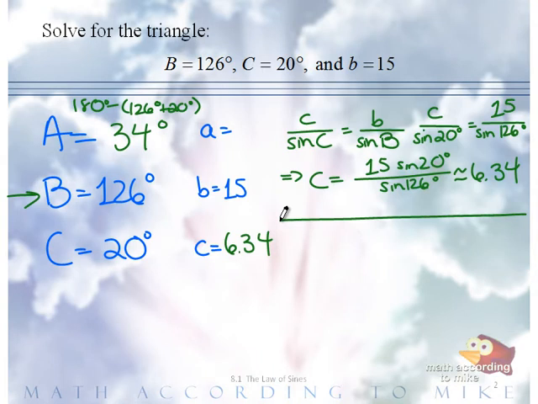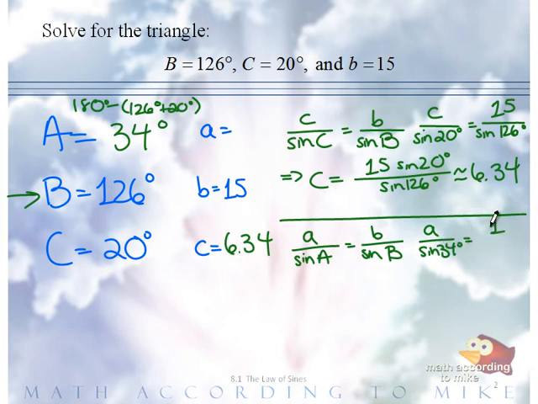This is not a right triangle, so we cannot use Pythagoras. So what is the setup to solve for side A? Putting our numbers in, A over the sine of 34 degrees is equal to 15 over the sine of 126 degrees.